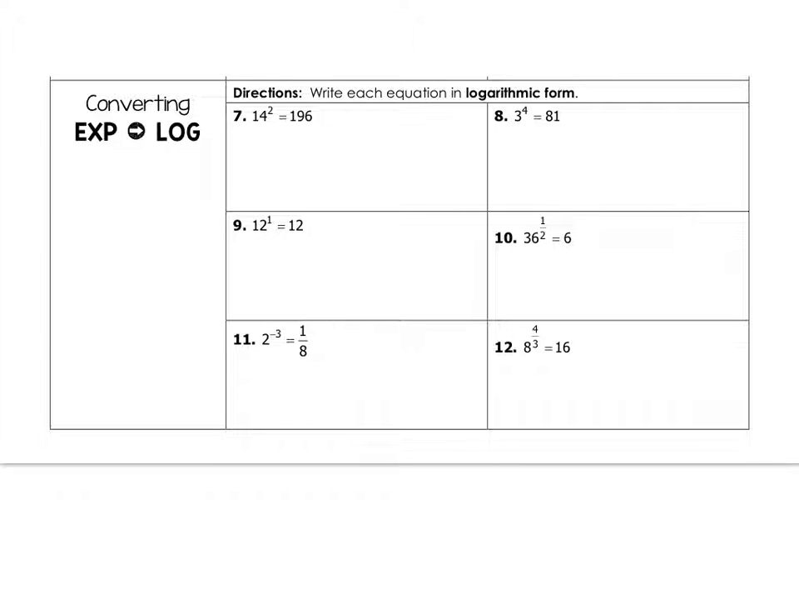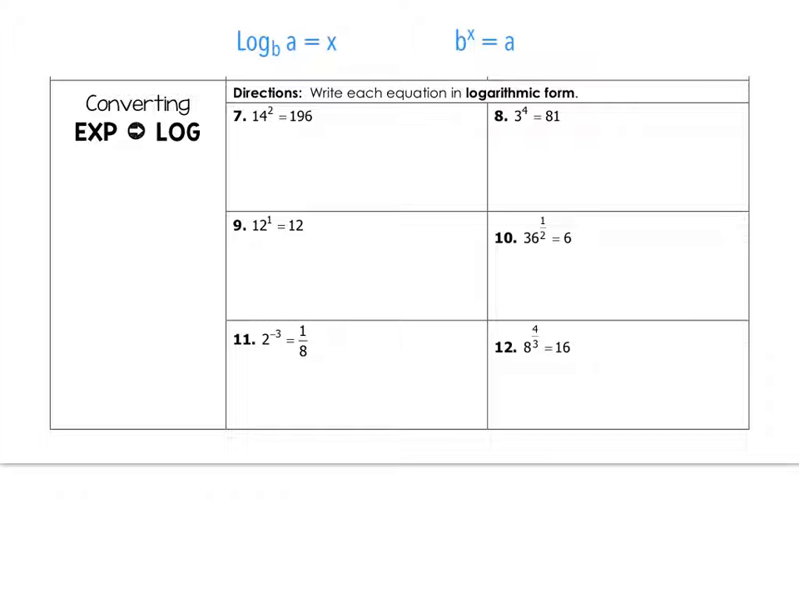Alright, so for this one, we're going to work backwards. We're going to go from exponential form into that log form. So go ahead and remind yourself of what the different pieces are, where they come from, and we're going to walk through this first example together. All right, so just a reminder, log base b of a equals x is the same as b to the x equals a. So let's go ahead and take number 7, which is 14 to the second equals 196.